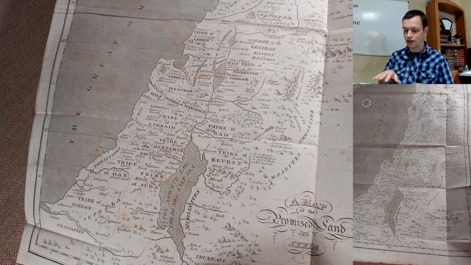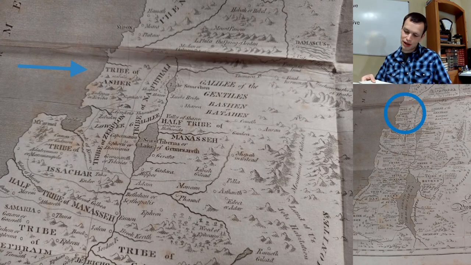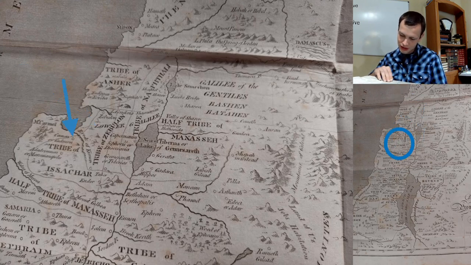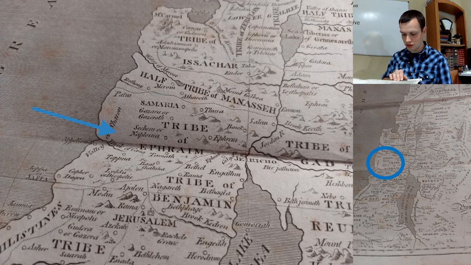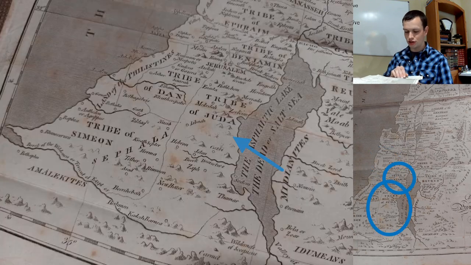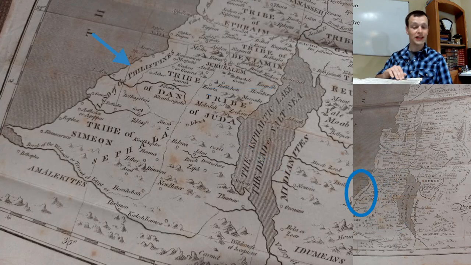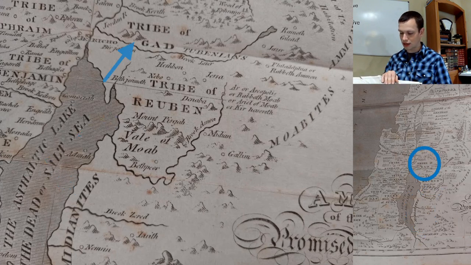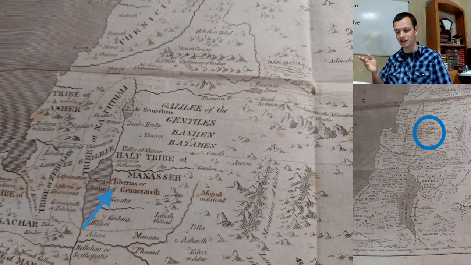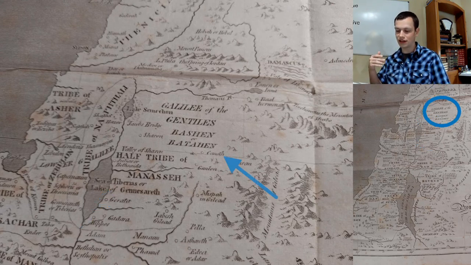But right off the bat, on the northern end of things, we have the tribe of Asher. Then right below that, we have the tribe of Zebulon, then we have the tribe of Issachar, half tribe of Manasseh. Remember, guys, the other half tribe was on the other side of the Jordan River because that's the land that they wanted. As we work our way down a little bit further, we have the tribe of Ephraim, tribe of Benjamin, tribe of Judah, tribe of Dan. We have the land of the Philistines. We have the tribe of Simeon, and then on the other side of the Dead Sea, we have the Midianites, and then we have the tribe of Reuben, the tribe of Gad, and the other half tribe of Manasseh. And then we have Galilee of the Gentiles.